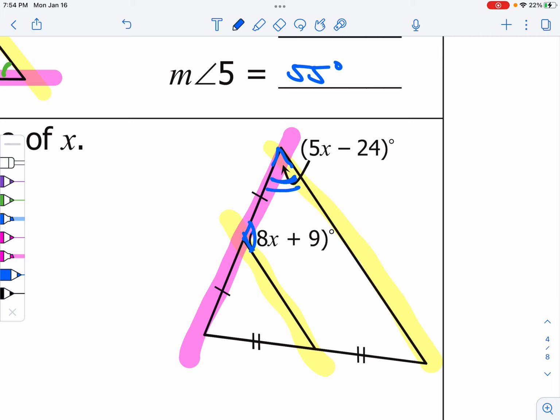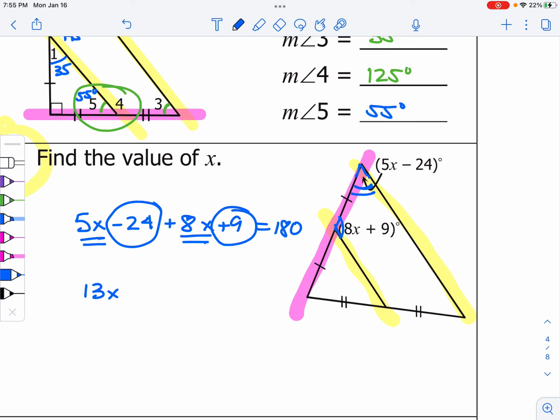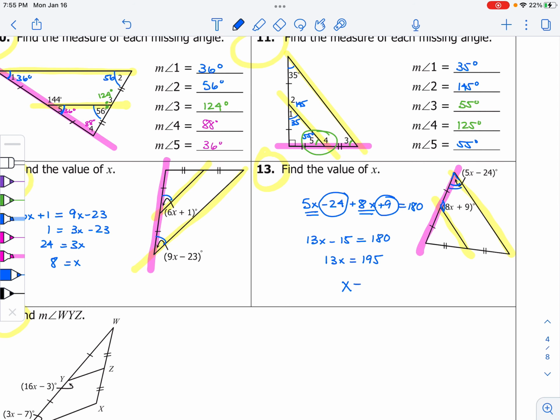They are not congruent, but they are supplementary, which means I add them together and set them equal to 180. They're not congruent, they're not equal, they are supplementary. Same side interior are supplementary. So I'm going to combine like terms. This would be 13x. There's a negative 24 and a positive 9, which would be negative 15 equals 180. Add 15 to both sides and divide by 13. And I get out that x is 15.